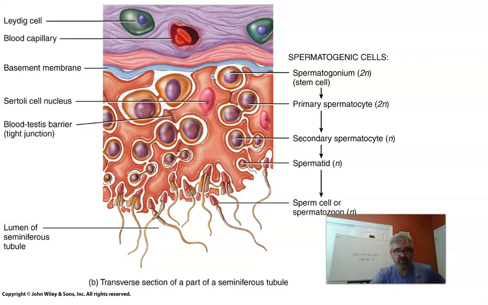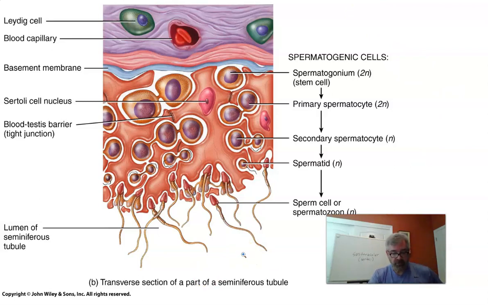Now, the other cell, letter C, you'll see up here, are called Leydig cells, or interstitial cells. We've used that term before, interstitial. So these are Leydig cells, and those secrete testosterone, which is the primary male sex hormone, right? So it says the most important androgen, or male sex hormone, androgen.